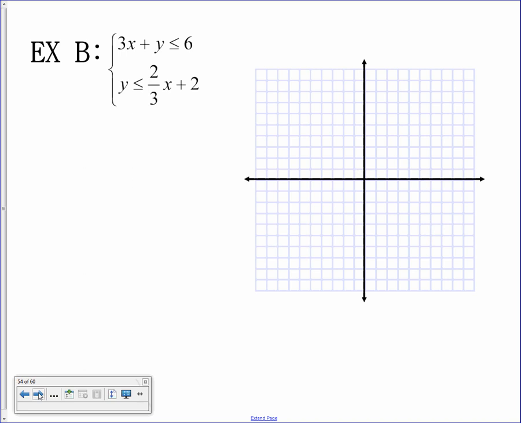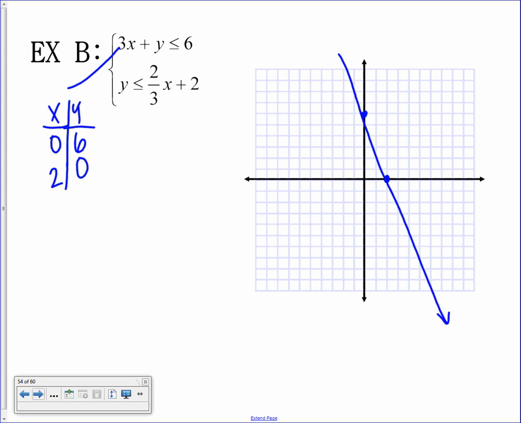So the first line in example B is written in standard form. So I graph these by using the XY chart. If X is 0, then Y would be 6. If Y was 0, then X would be 2. So I'm going to graph my 2 ordered pairs, 0, 6 and 2, 0. Okay, if you don't like using the XY chart, then you would just rewrite that for y equals mx plus b and then graph it as usual. But either way, it's a less than or equal to sign, so that is a solid line.